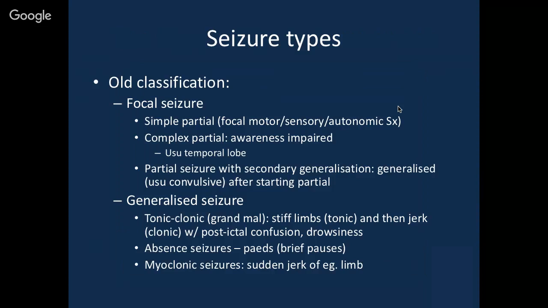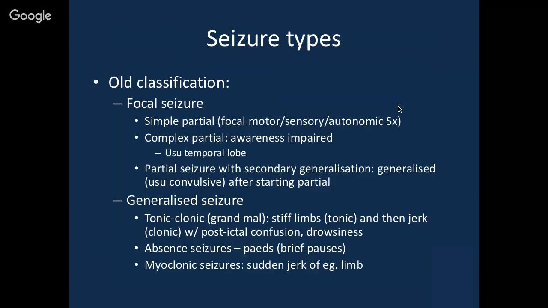So simple partial is where there's a focal symptom, either motor, so one arm, sensation somewhere, or autonomic, but the patient is aware the entire time. A complex partial has focal neurological features, but awareness is impaired. Usually points to temporal lobe that awareness is impaired. A partial seizure with secondary generalization is when it becomes a convulsive generalized tonic-clonic seizure after it started off as partial.